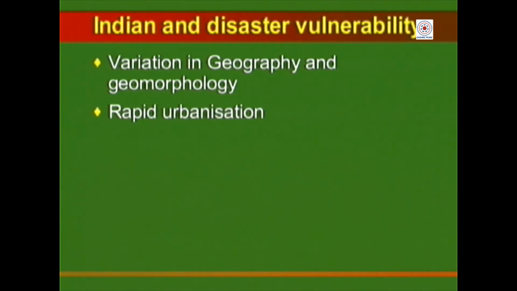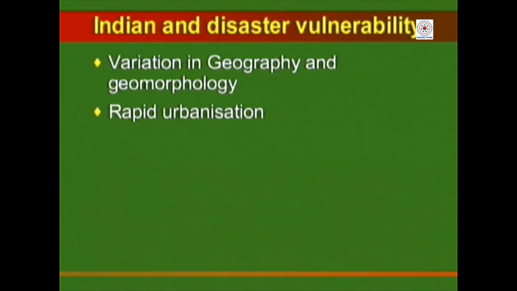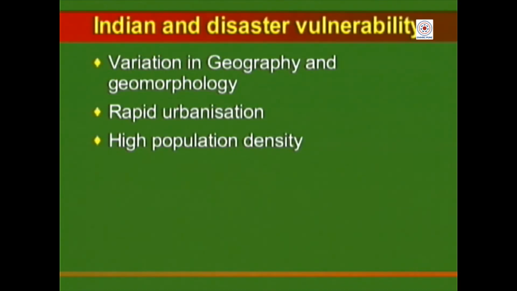I told you about rapid urbanization. In developing countries this is the basic problem, and because of rapid urbanization the development is not sustained, it is not safe, and because of that more and more people are caught by different types of disasters. High population density, in areas like Calcutta, Delhi or Bombay, is very high. If something goes wrong, there is always a chance that disaster will affect the community.